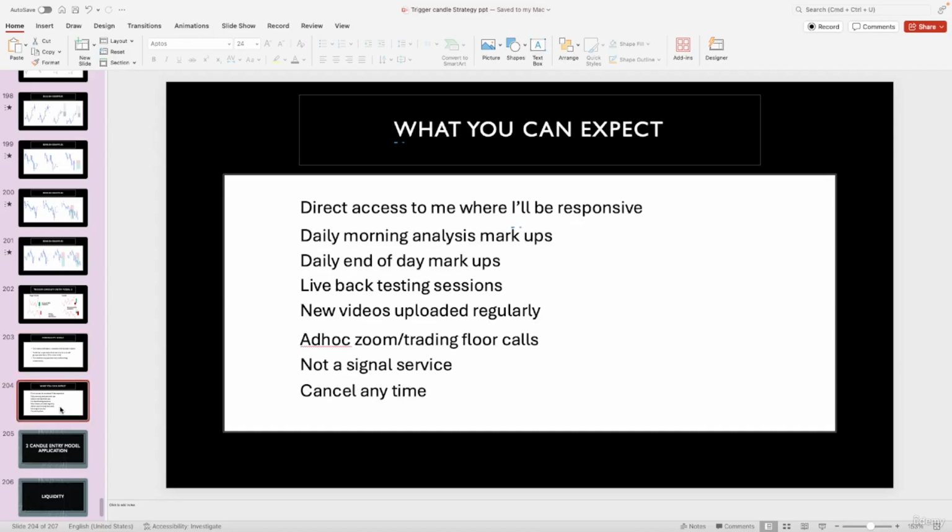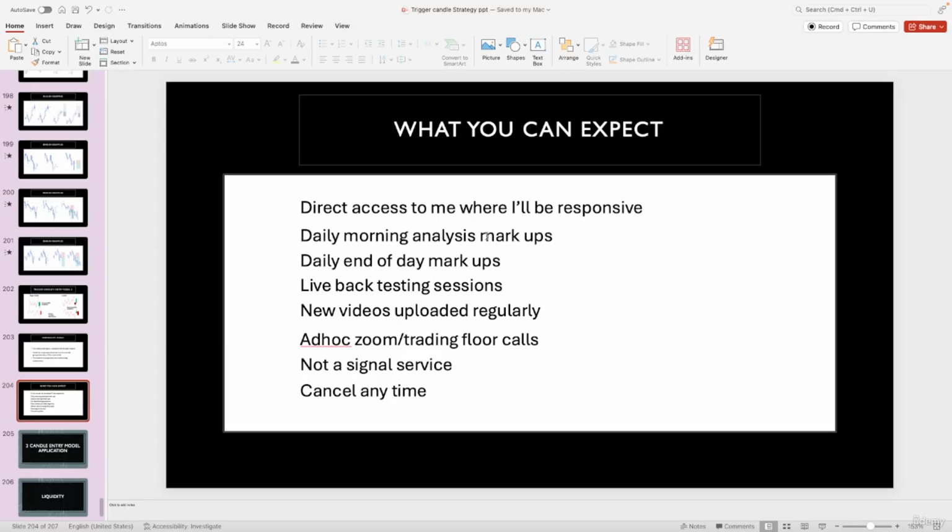In terms of what you can expect, firstly, you'll get direct access to me where I'll be responsive. So I'm on the charts from 7:45 in the morning up until around 10:30 during London session. And then I go to the gym for a couple hours. And then sometimes I trade the evening session. So if you've got any questions or queries and you post them during the day, I will get back to you as soon as possible. So I'm planning to be as responsive as possible.